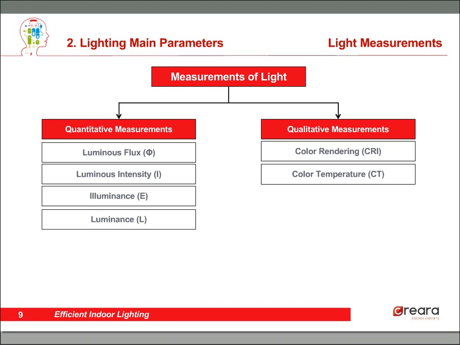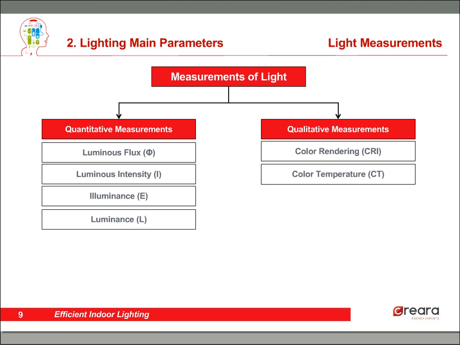We can also measure the amount of light that reaches a surface. This is called illuminance. The illuminance is measured in luxes. A lux is a lumen per square meter. These two, luminous flux and illuminance, are the most important quantitative measurements. But we can also measure the intensity of a lamp. This is measured in candelas, and this is used in directional lamps, like LEDs.